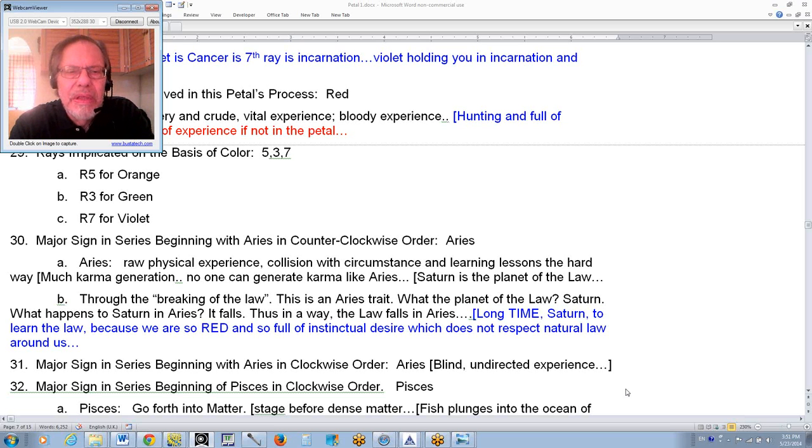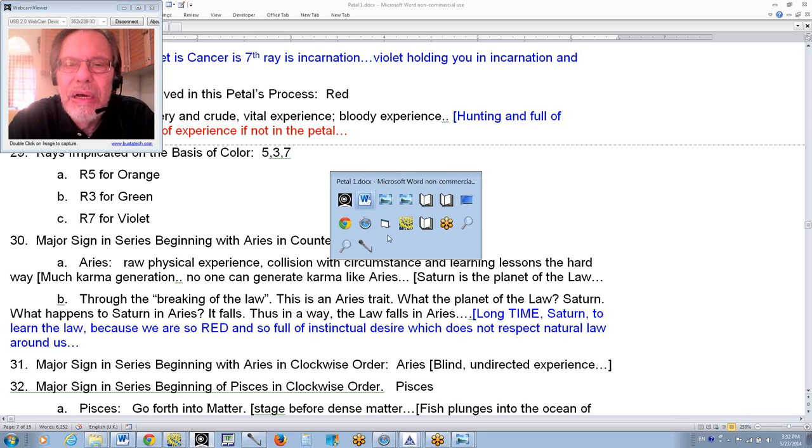So the major sign in series beginning with Aries clockwise tells us about our blind, undirected experience. And this comes from pages 332 and 333 of Esoteric Astrology, on which we spent a long time. Blind, undirected experience.